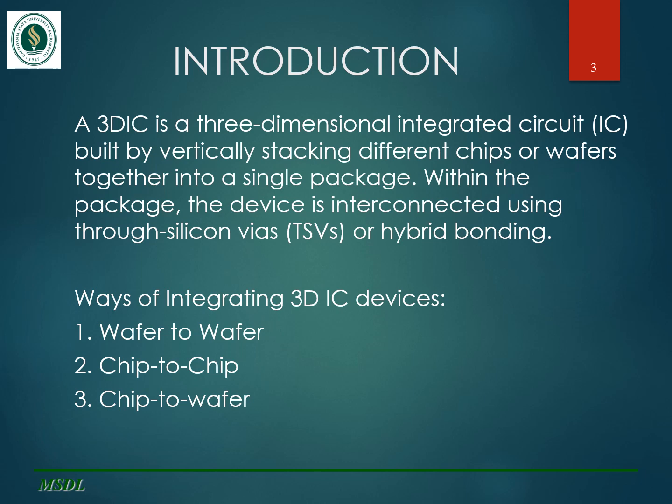A 3D integrated circuit is built by vertically stacking different chips or wafers together into a single package. Within the package, the devices are interconnected through through-silicon vias (TSVs) or hybrid bonding.